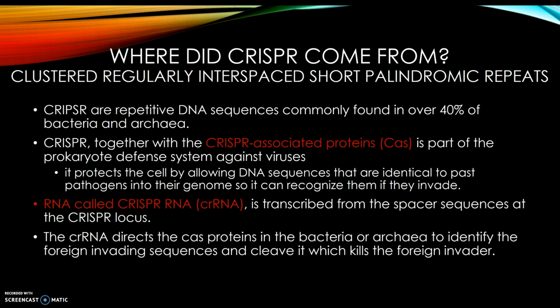So it protects cells by allowing DNA sequences that are identical to past pathogens into their genome so it can recognize them if they invade. And we'll go through a picture on the next slide. RNA called CRISPR RNA or crRNA is transcribed from the spacer sequence at the CRISPR locus or location. The crRNA directs the Cas proteins in the bacteria or archaea to identify the foreign invading sequences and cleave it, killing the foreign invader. So this is a mechanism of adaptive immunity in bacteria and archaea.